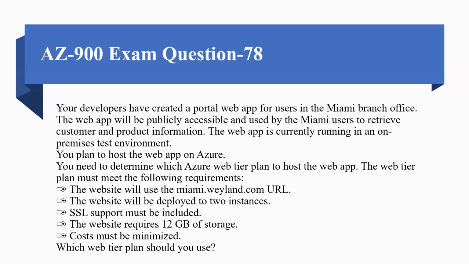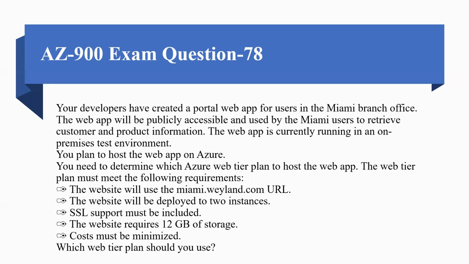The web app will be publicly accessible and used by Miami users to retrieve customer and product information. The web app is currently running in an on-premises test environment. You plan to host the web app on Azure. You need to determine which Azure web tier plan to host the web app. The web tier plan must meet the following requirements. Number one, the website will use the miami.vland.com URL. Number two, the website will be deployed to two instances.